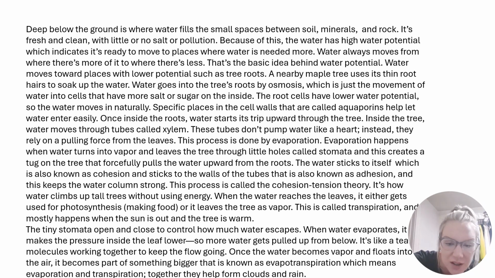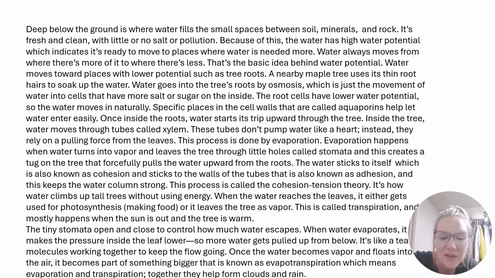Specific places in the cell walls that are called aquaporins help lead water into them easily. It just draws it in. Once inside the roots, water starts its trip upward through the tree. Inside the tree, water moves through the tubes called, I can't say that word, xylem. These tubes don't pump water like a heart. Instead, they rely on the pulling force from the leaves.